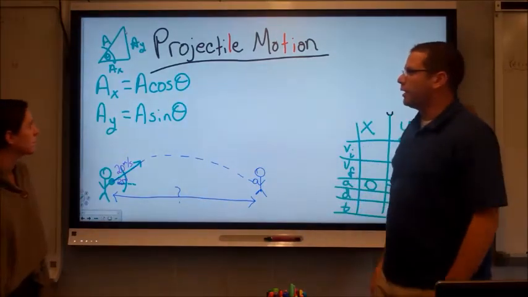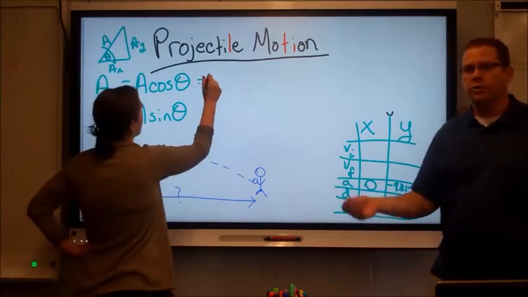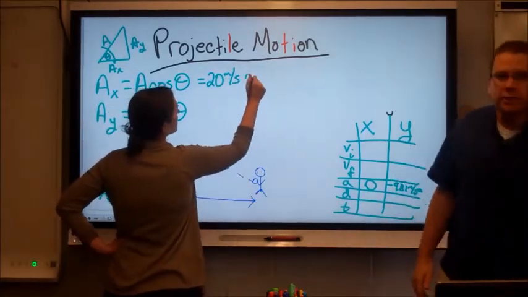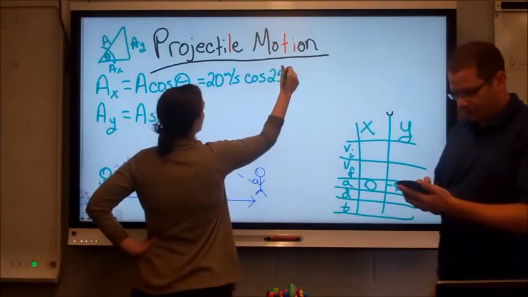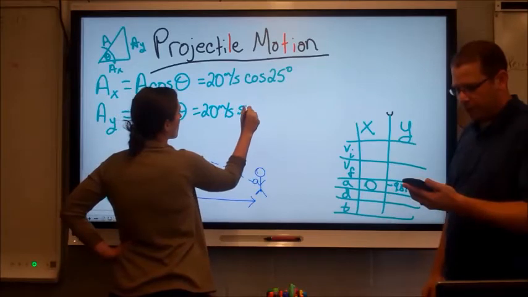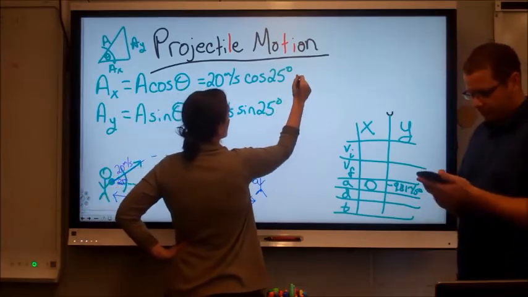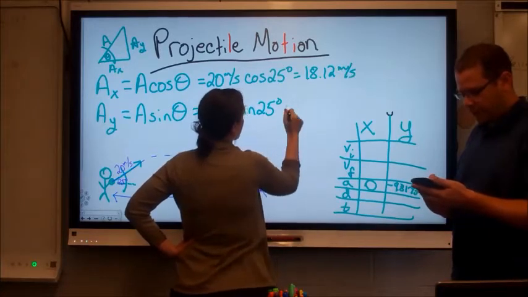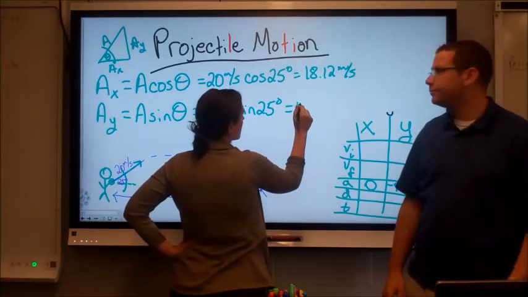So now we just plug in. It's going to be 20 cosine 25 degrees, and 20 sine 25 degrees. So 20 cosine 25, and you get 18.12, and 20 sine 25, 8.45.